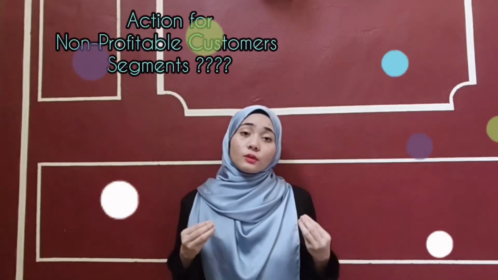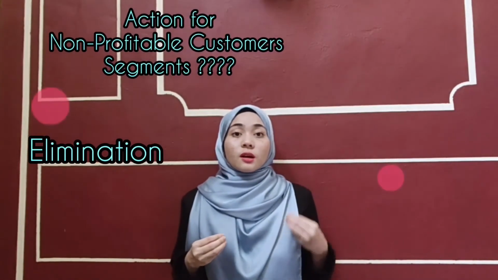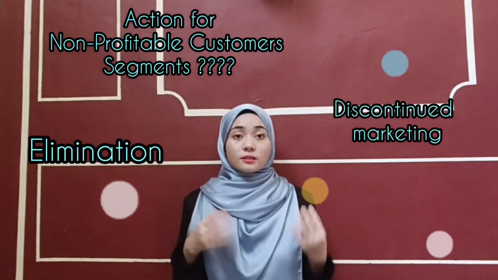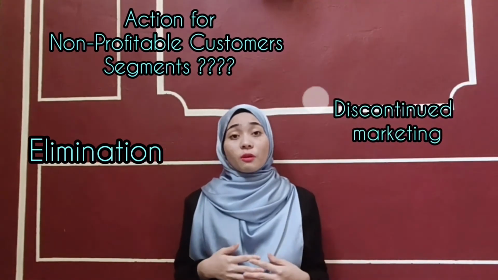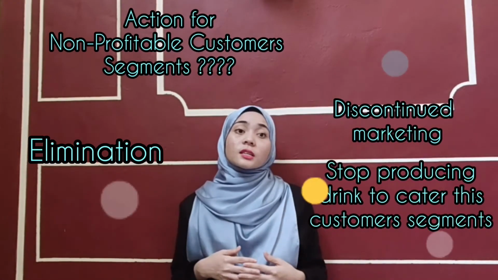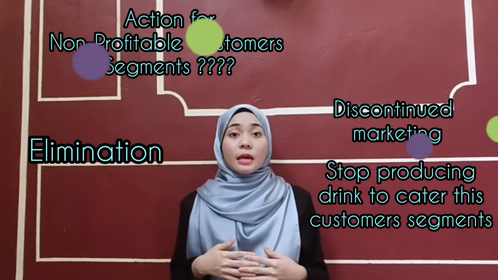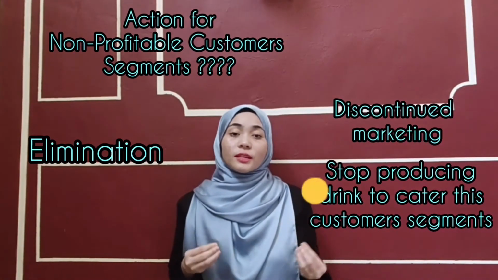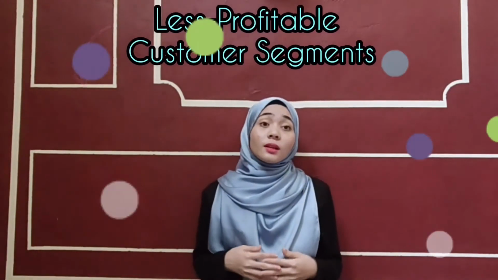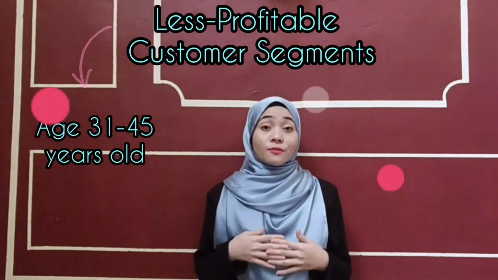The action that we choose is elimination, which is discontinuing marketing to this customer group as it is not profitable to the business, and we will start to focus on producing drinks for the profitable customer segment. Third, for the less profitable customer segment, which falls at age 31 to 45 years old.